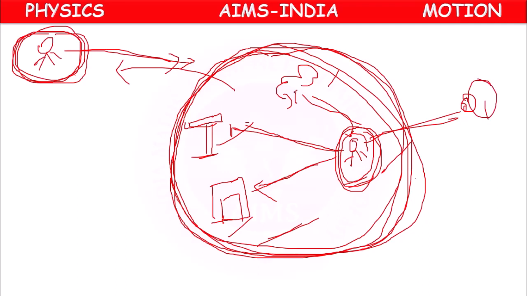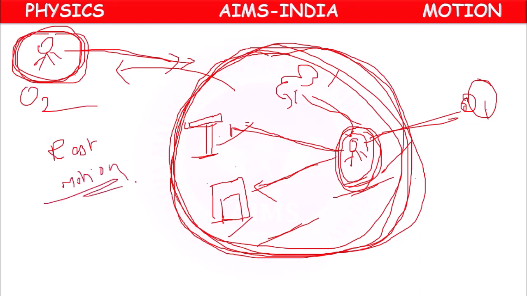So, the same kind of object, according to the first observer, may be under rest. According to the second observer, they may be in motion. Means, here the words rest and motion are not absolute, are not fixed. They are relative. They change from observer to observer.